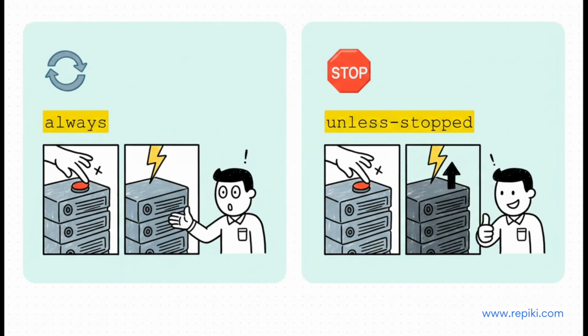Okay, pay attention to this one, because the difference between always and unless-stopped is subtle but absolutely vital. Imagine you docker stop a container to do some maintenance, and then the whole server unexpectedly reboots. If you used always, that container is going to pop right back up, probably interrupting what you were doing. But unless-stopped is smarter. It respects your manual decision. It says, nope, an operator stopped this on purpose, so I'm going to leave it stopped. It's a small detail that can save you from a major headache.